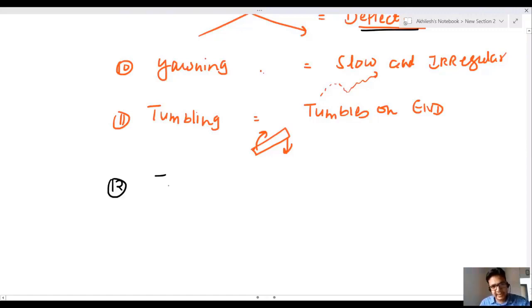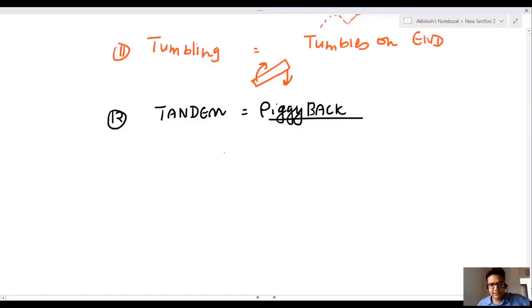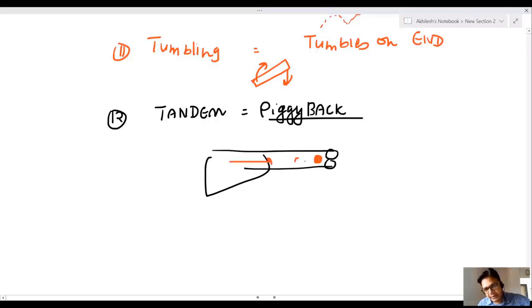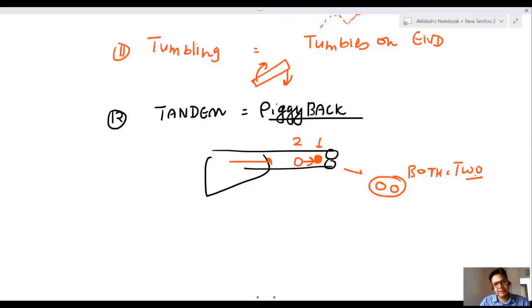And the last one is tandem bullet. Friends, tandem bullet is also known as piggyback bullet. So, sir, what is tandem bullet? See, this is the first bullet, present here, and the second bullet pushes the first bullet. So both bullets come out simultaneously. Two bullets coming out simultaneously, the second bullet pushing the first, is known as tandem bullet.